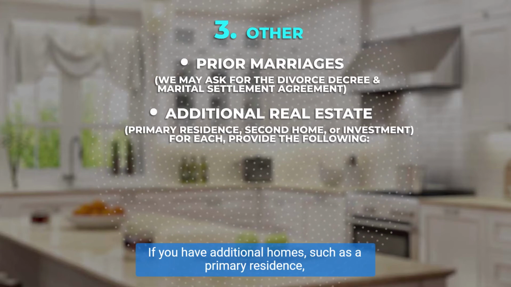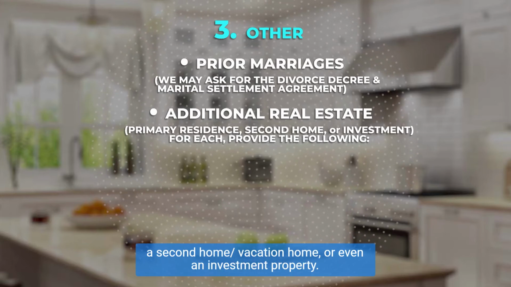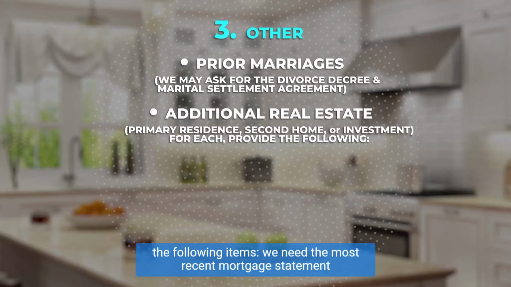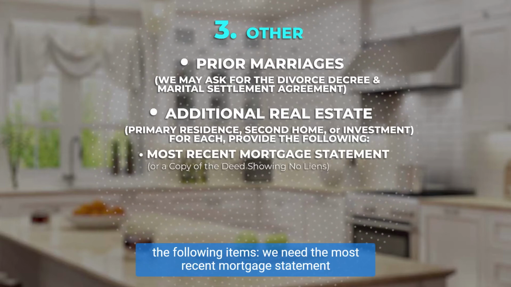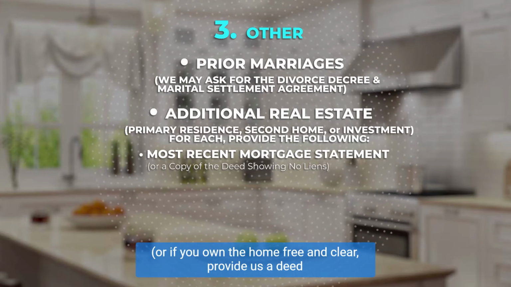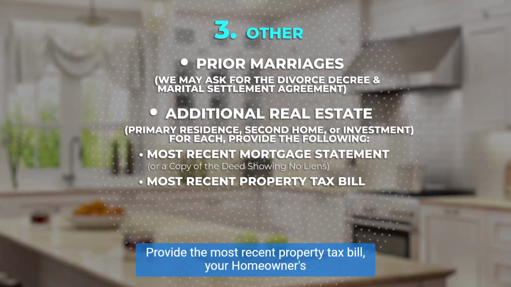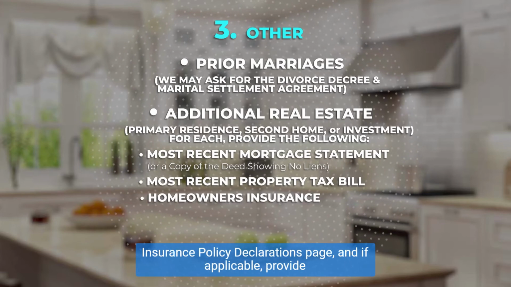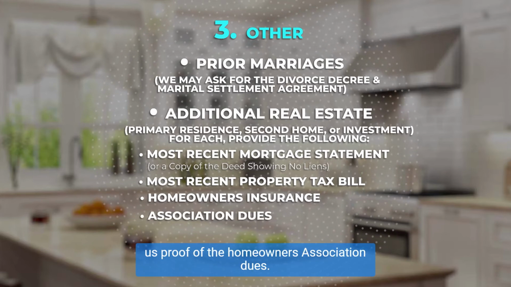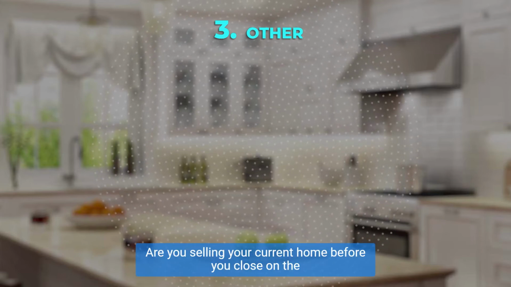Now, if you have additional homes, such as a primary residence, a second home, vacation home, or even an investment property, for each of those that you own, make sure that you provide the following items. We need the most recent mortgage statement, or if you own the home free and clear, provide us a deed showing proof that there's no lien on the property. Provide the most recent property tax bill, your homeowner's insurance policy declarations page, and, if applicable, provide us proof of the homeowners association dues.